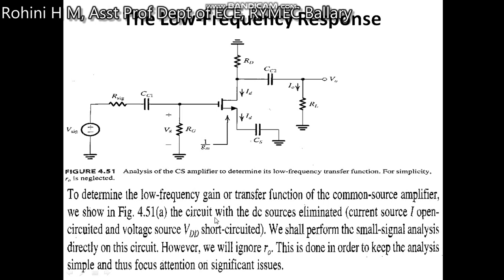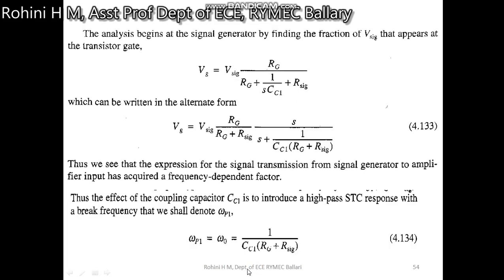The circuit is shown with the DC sources eliminated, so here VDD and VSS are connected to ground. So we are observing the circuit at low frequency. We shall perform the small signal analysis directly on the circuit. However, we ignore the channel length modulation effect, that is R0. This is done in order to keep the analysis simple and focus attention on significant issues.